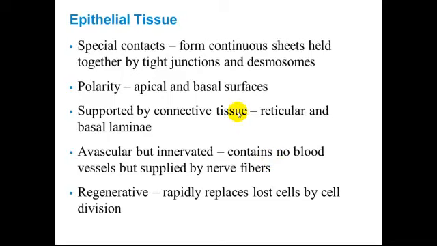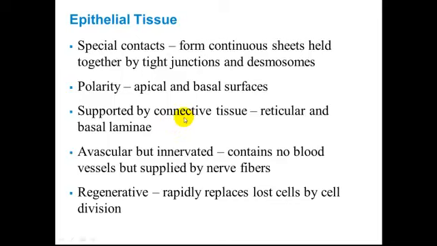In addition, epithelial tissues have polarity. When we look at epithelial tissues, we will see that there are apical, or top, and basal, or basement, surfaces, and that these will be slightly different in the way the cells are organized and shaped. The epithelial tissues are also all supported by connective tissue. We will see that this might be reticular or basal laminae.